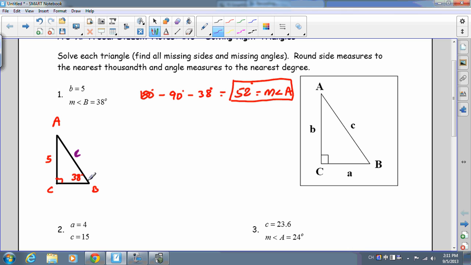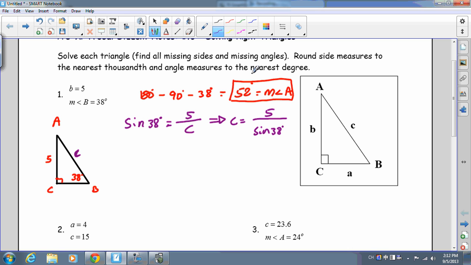To find c, all I know is this angle. I know this side is 5 and c is the hypotenuse. The only trig function that connects this angle with the opposite of the angle and the hypotenuse is the sine function. So I write the sine of 38 degrees in this specific triangle is equal to 5 over the hypotenuse, which is c. If you reorganize this, it will lead you to c is equal to 5 over the sine of 38 degrees.